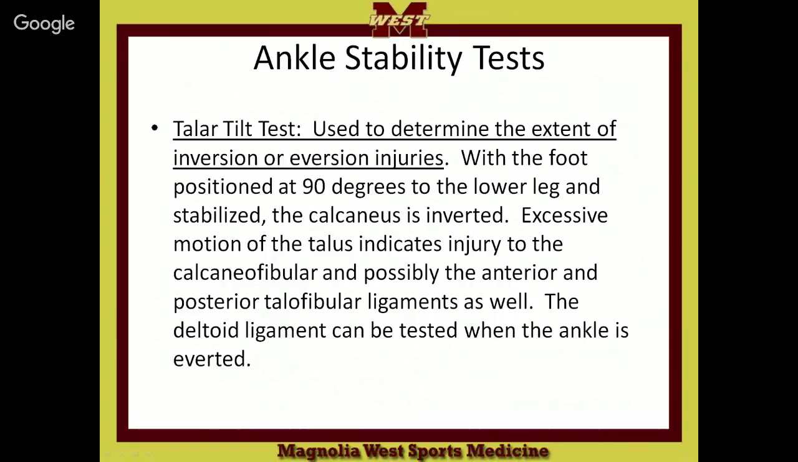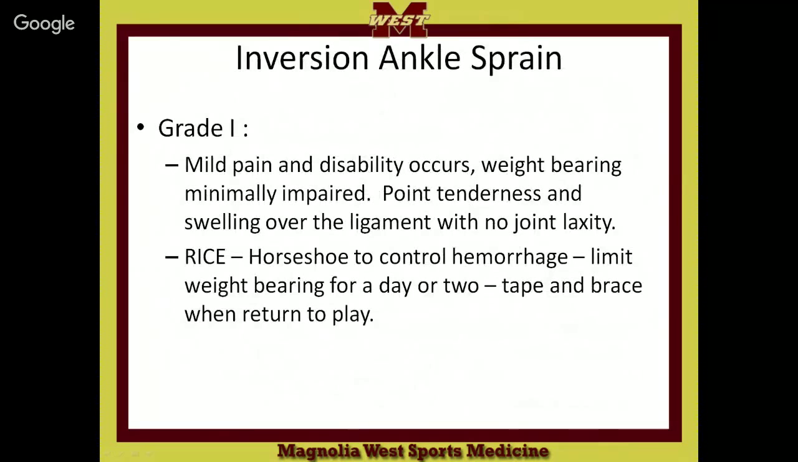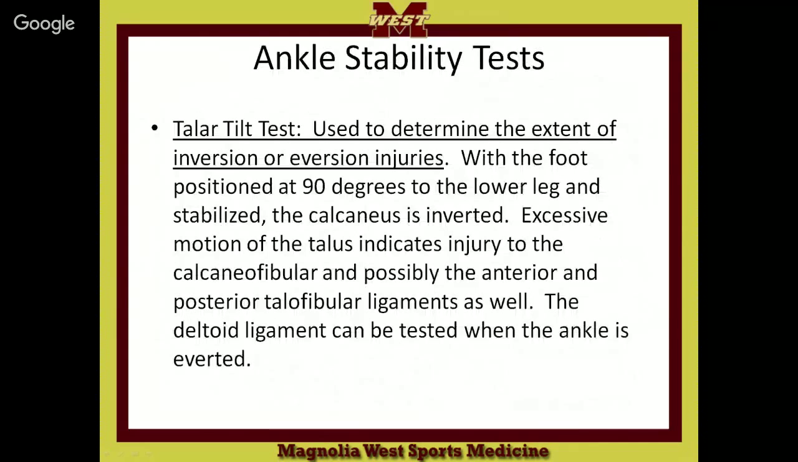You're going to use this test to determine how bad an inversion or eversion injury is. So you're going to have the foot. Let's just see the picture first. There's not one. I lied. Okay. So you're going to have the foot positioned at 90 degrees, similar to the last test, the anterior drawer. You're going to have them sitting pretty much the same way. You want to have the lower leg stabilized, and you want to invert the calcaneus. If there's more motion than there should be at the talus, it indicates an injury.